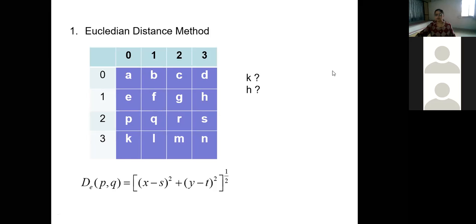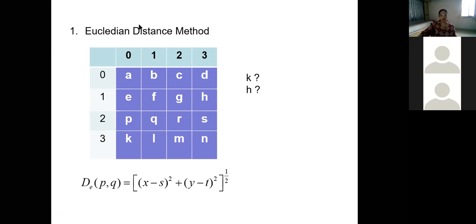There is one question from Manas. Can you explain again why chessboard distance is denoted as D8? I will explain it with this numerical. Okay, Manas? First complete the numerical.